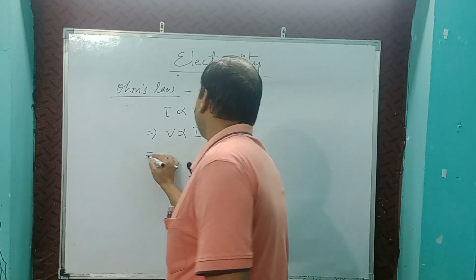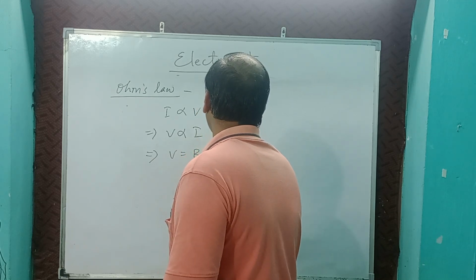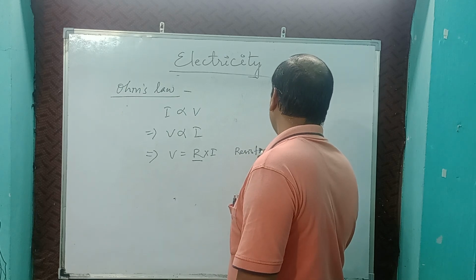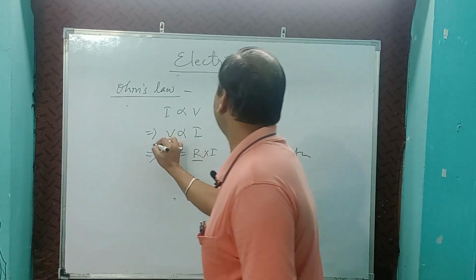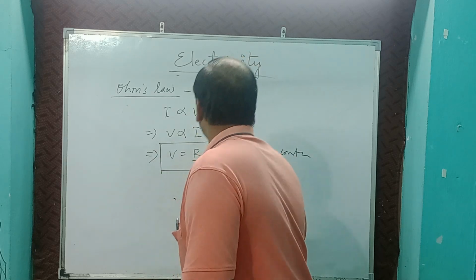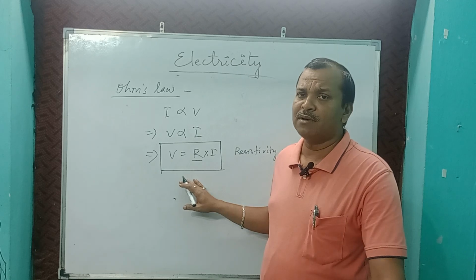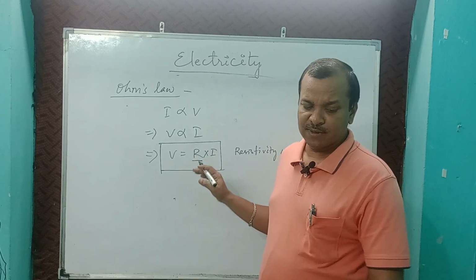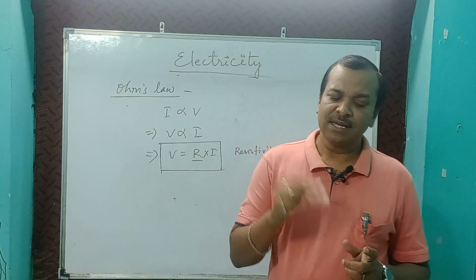Okay, we can write like this: V is equal to R into I. What is R here? R is a constant. It is called the resistivity constant. This is another important formula we have to remember. V is equal to R into I. What is R? R is equal to the resistivity constant. Okay, clear? This is resistance.